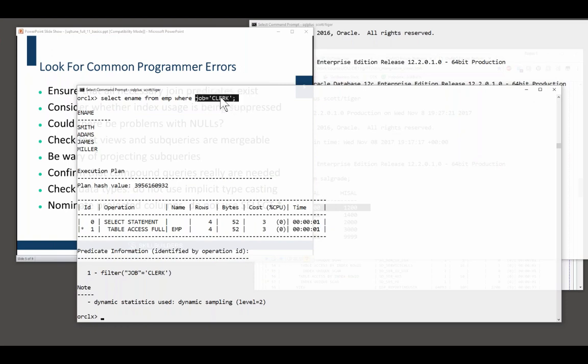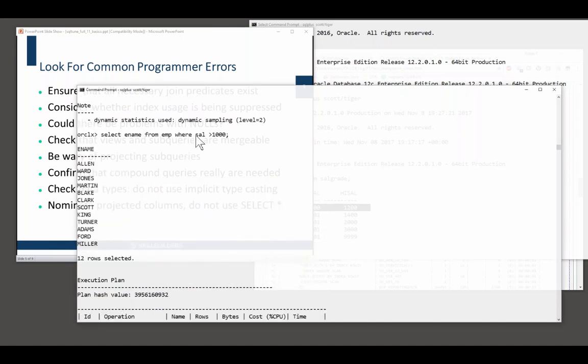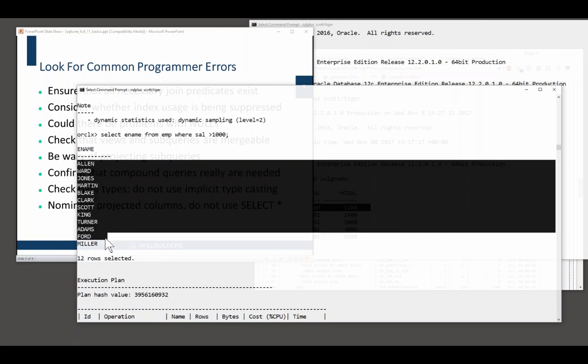And the end user comes to you and says, I don't just want the people whose job is clerk. I want another filter. I want also to know salary range. So we have another query that says, who has a salary of more than 1,000? And there are 12 people who have a salary of more than 1,000.